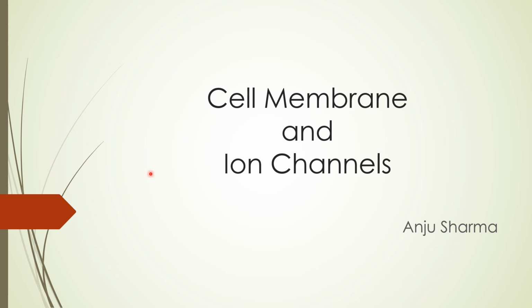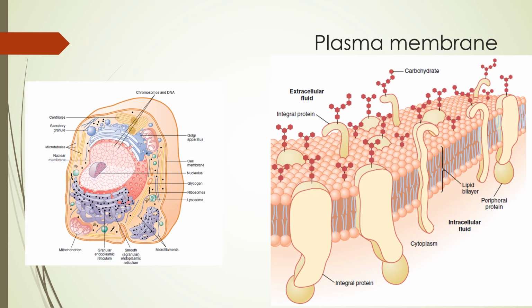Today we're going to learn about cell membrane and ion channels, so that we can understand the next video, which is transport across cell membrane. First of all, to understand the plasma membrane or cell membrane, we should know its composition: how things are arranged and why they are arranged in this way.